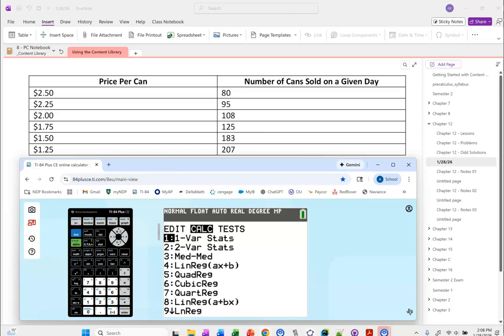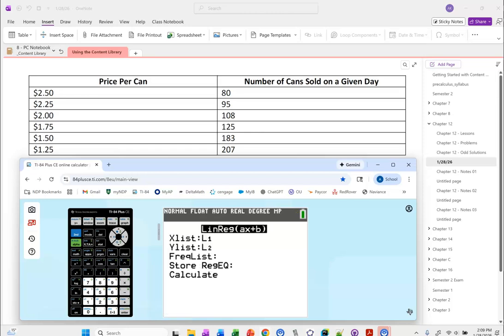Oh! And if you keep going down, I think there's a couple more. Yeah, so there's the exponential reg, the power reg. Everybody's okay? We're going to pick that first linreg command, though.